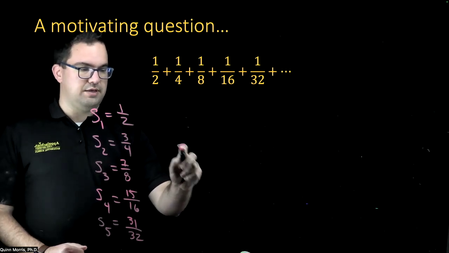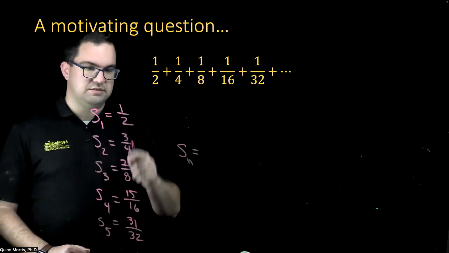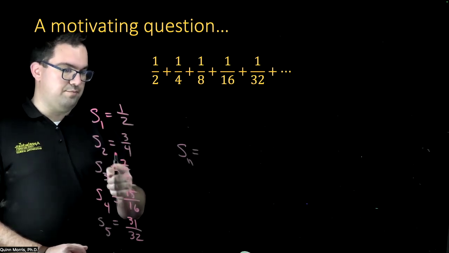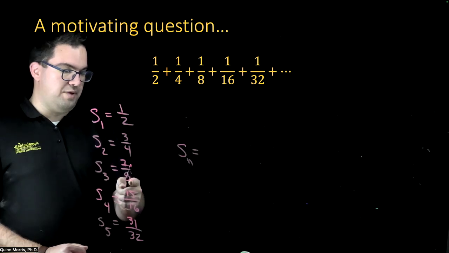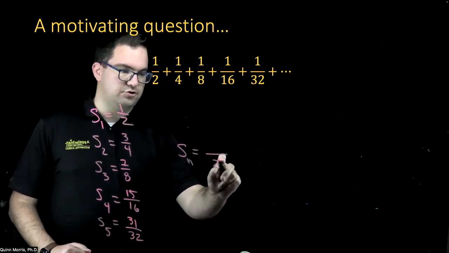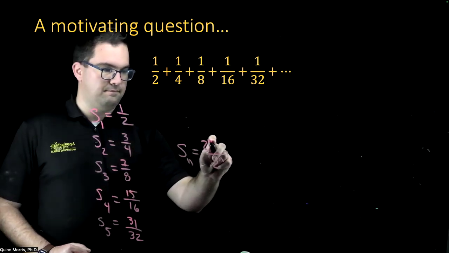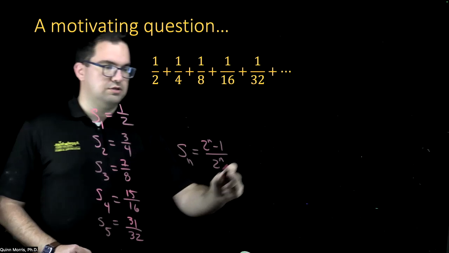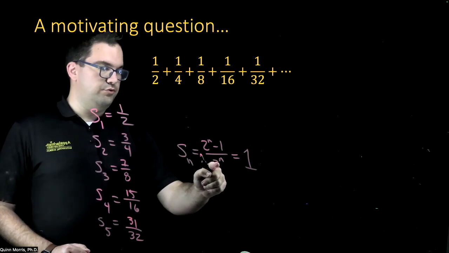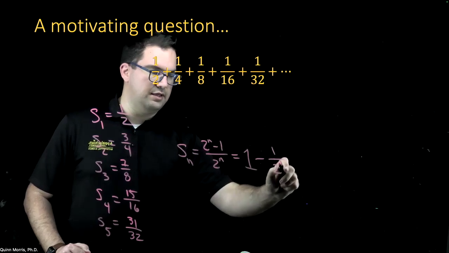The pattern appears to be that the sum of the first n terms is, if you look at our denominators, 2 to the first power, 2 to the second power, or 4, 2 to the third power, or 8, 2 to the fourth power, or 16. So it seems like in the nth term, I'm getting 2 to the n. And notice that the numerator is always 1 less than that. So the sum of the first n terms, written another way, would be 2 to the n divided by 2 to the n, or 1, minus 1 divided by 2 to the n.